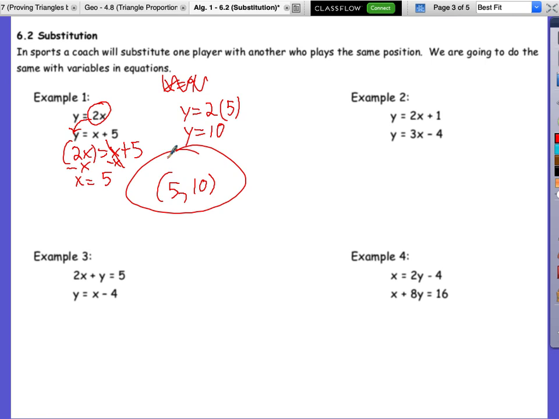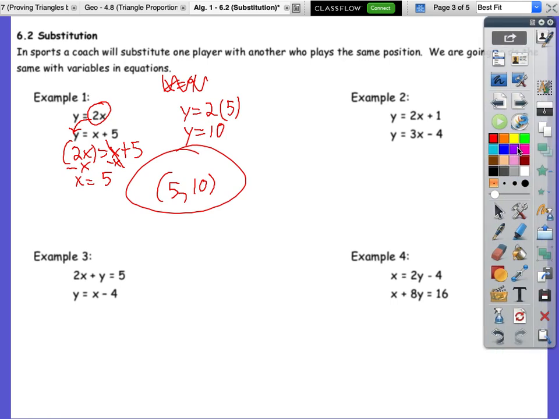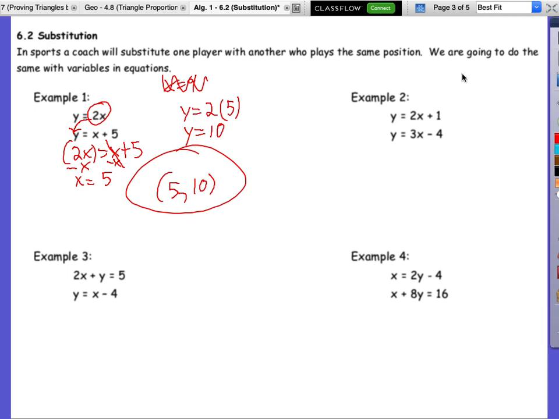Awesome. Okay. We're doing well so far, guys. Let's keep it up. So if we look at example 2 here, y equals 2x plus 1 and y equals 3x minus 4. One of the first things we want to keep checking for is that we have a variable by itself in at least one of the two equations.